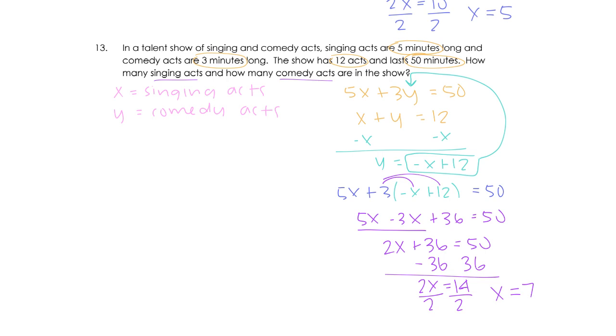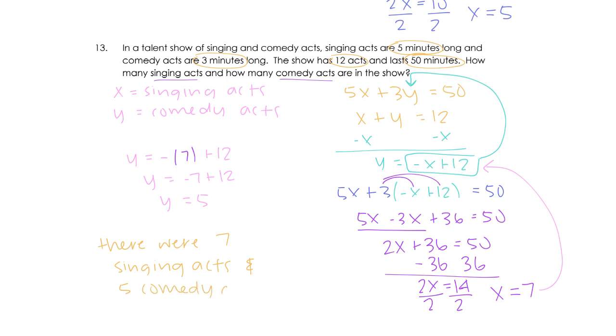So once I know that X equals 7, I'm going to plug it into my box right here. So I have Y equals negative, and then plugging in the 7 here, plus 12. So really that's just saying it's negative 7 plus 12. We just have to be careful of that negative. So Y is actually equal to 5. Now, you're not going to write your answer as an ordered pair in this case because you actually have to write this in words. So we're going to say there were 7 singing acts and 5 comedy acts. And that is it for these notes.